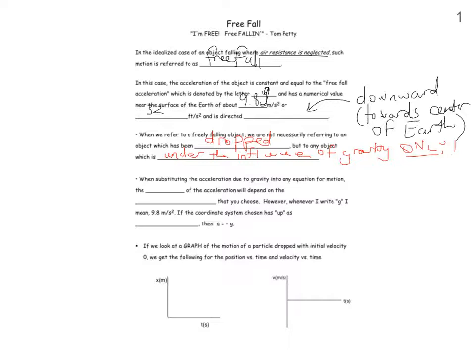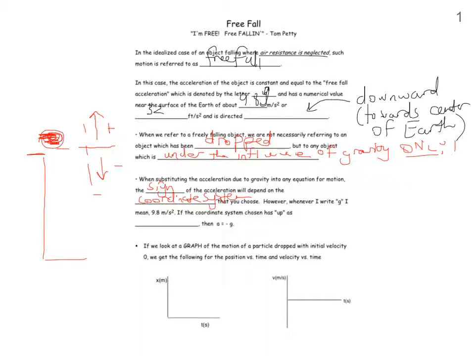When substituting the acceleration due to gravity in an equation for motion, the sign of the acceleration will depend on the coordinate system I choose. What I mean by that is this: if I have an object, a ball, and I'm dropping it from a table, maybe, my coordinate system is dependent upon which direction I choose is positive and which direction I choose is negative. Most of the time, we choose up as positive and down as negative. So in this case, the sign for my acceleration due to gravity would be negative.